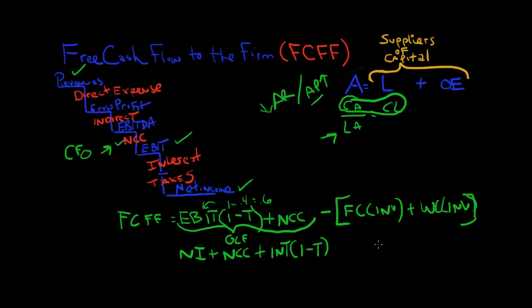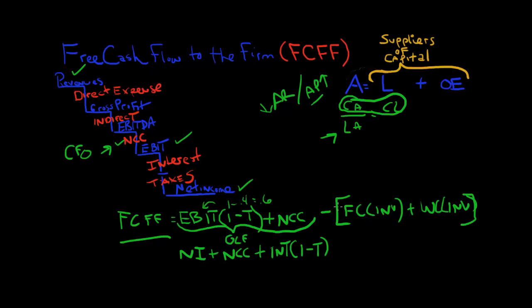Now, there are some variations to free cash flow to the firm. It's important that whatever method you use, you be consistent. This is the method I use. So one last time, free cash flow to the firm: I start with earnings before interest and taxes. I multiply by 1 minus the tax rate, because it's after-tax. I add back any non-cash expense. That would be the operating cash flow.